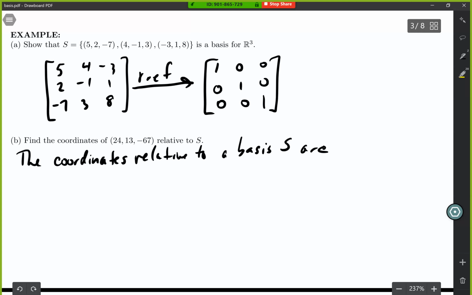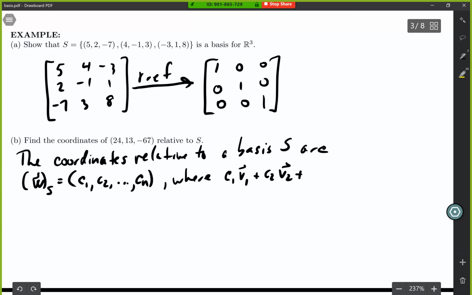are, well, this is how we write it. We have a vector v and we write a little subscript s. This is going to be equal to the c1, c2 out to the cn, where the c's, oops, let me write this as w, sorry, where the c's are the scalars in your linear combination that give you w.